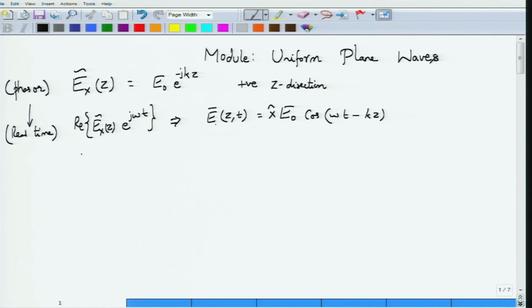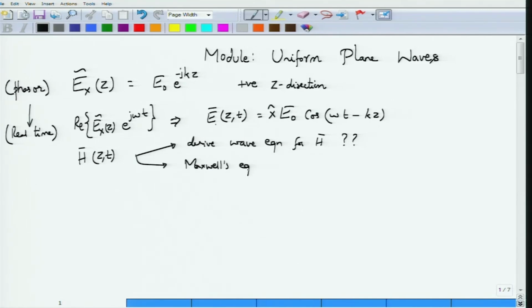Now, given the electric field, can I also find out the magnetic field H? To do this, should I take an approach in which we derive a wave equation for H, solve it, and then obtain the corresponding expression for the magnetic field? Actually no. What we do is use Maxwell's equations, and from Maxwell's equations we obtain the expression for the H field. So how can we do that?